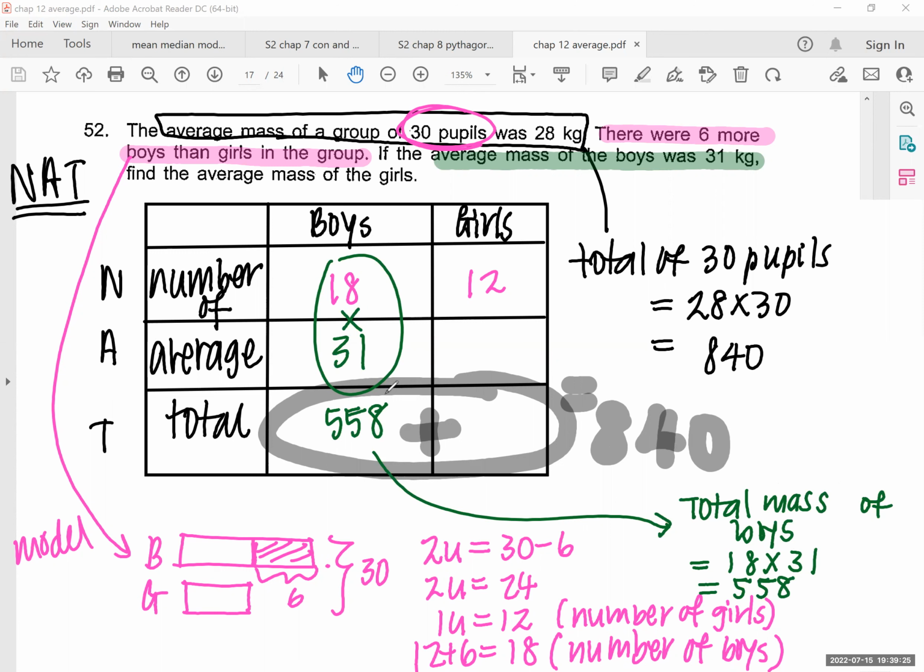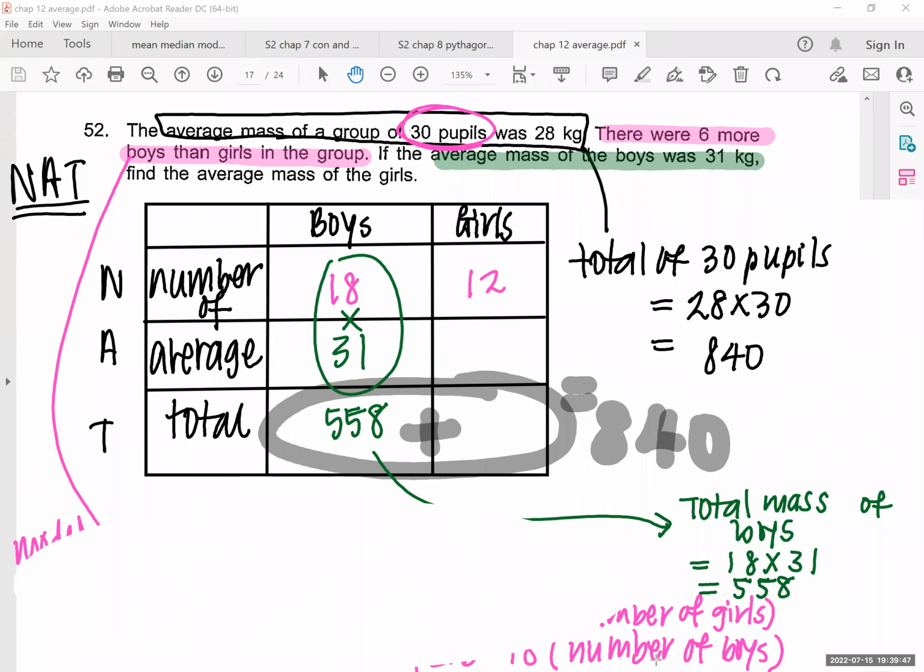What do you think the next one you can find already? What's the next information you can find? What about the girls? Which part about the girls that you can find? Yes, total what? Okay, because I got not enough space, I'll cover this up. Please make sure go home and make notes into your average, okay? So right now what can I find already? Total mass of the girls. Yes, total mass of the girls.